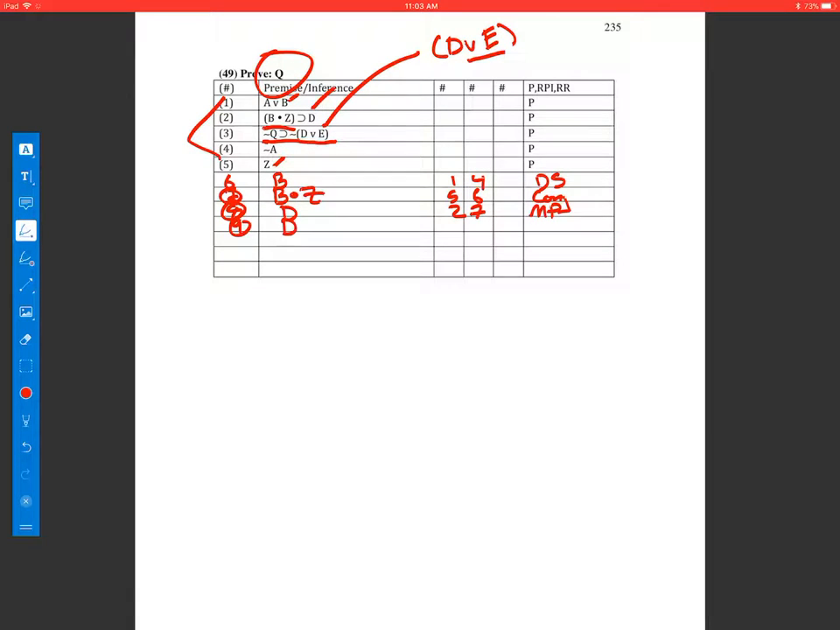Okay, remember I was going to build D or E once I got a D, so I have D or E from 8 by addition. And what was I going to do with this D or E? I was going to do a modus tollens on line 3, and that gets me, well, Q, I guess I have an extra line here, Q from 3 and 9 modus tollens, and we're done.